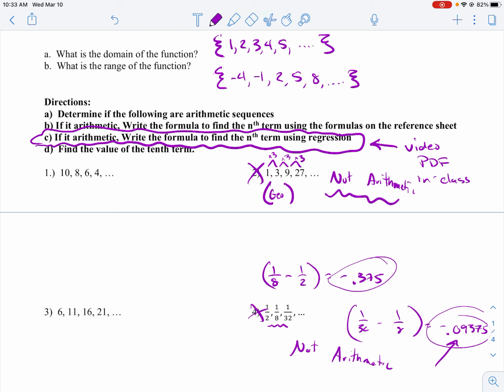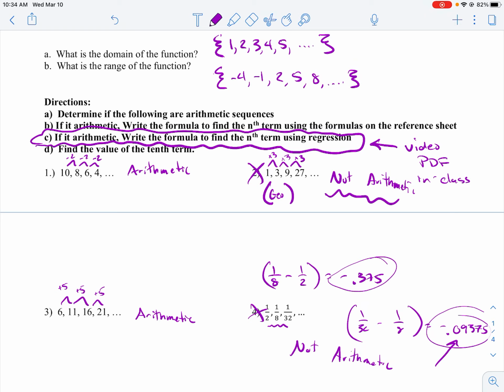So the last ones are hopefully arithmetic, which they are. I did that on purpose. So this is going to be +2. Oh, I'm sorry, not +2, -2. We're going down by 2 each time. So this is arithmetic. And then this guy is going up by 5. So this is an arithmetic sequence as well.